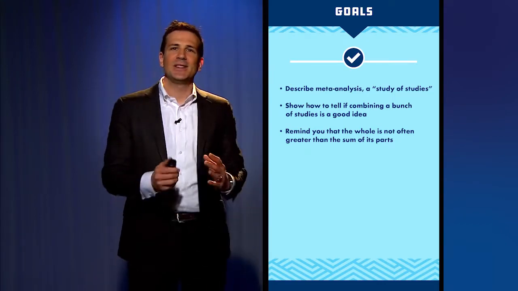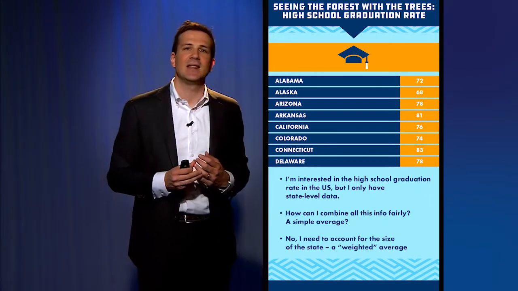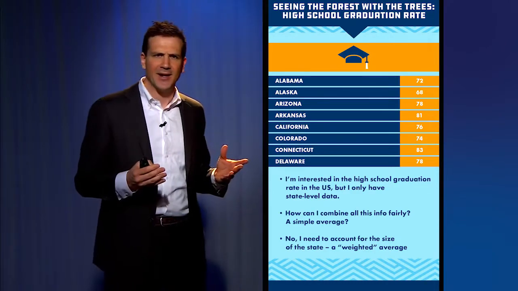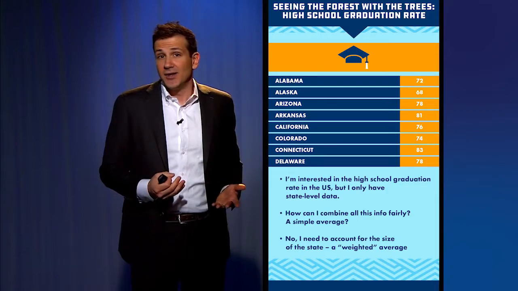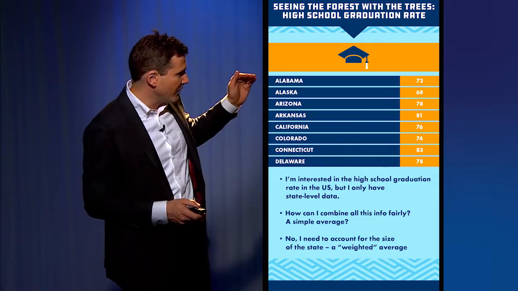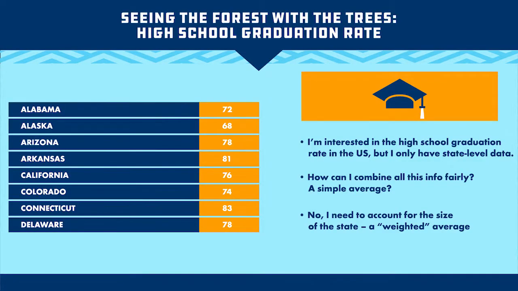So let me give you an example of how we might combine different studies. Let's say we're interested in the high school graduation rate in the United States, and every state measures its own high school graduation rate. Here are the high school graduation rates for a variety of states. They're just listed alphabetically here. How would I combine these numbers to get the high school graduation rate for the entire country?